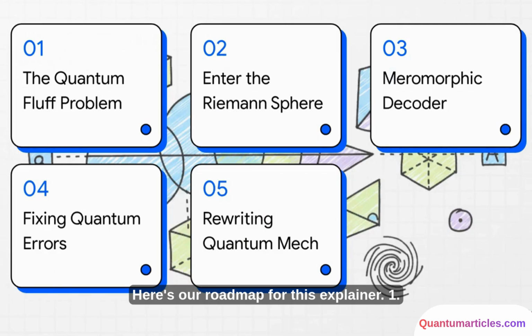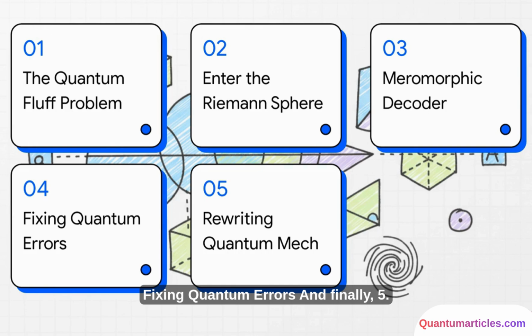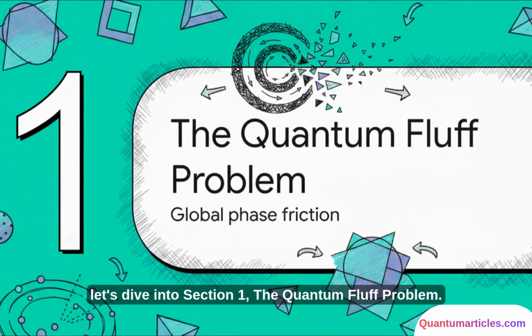Here's our roadmap for this explainer. 1. The quantum fluff problem. 2. Enter the Riemann sphere. 3. The meromorphic decoder. 4. Fixing quantum errors. And finally, 5. Rewriting quantum mechanics. Okay, let's dive into Section 1, the quantum fluff problem.